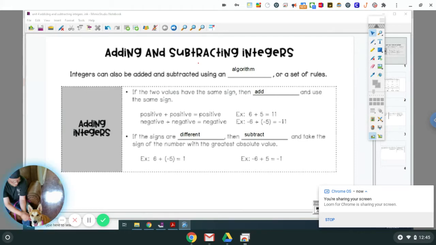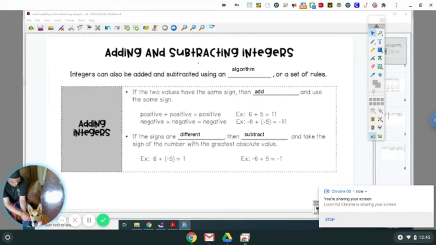So we're going to be adding and subtracting integers today. Yesterday you learned how to do them with models. Today you're just going to do them with an algorithm. And I showed you multiple ways yesterday that you can apply to today. I'm also going to show you one more way to do it.